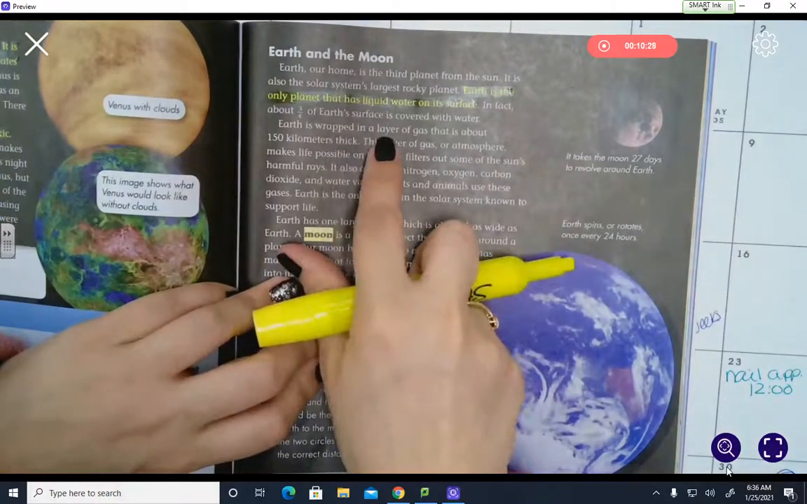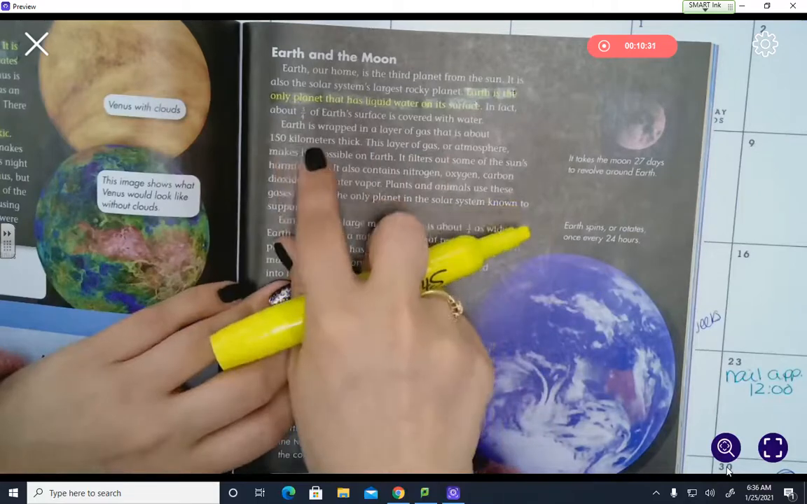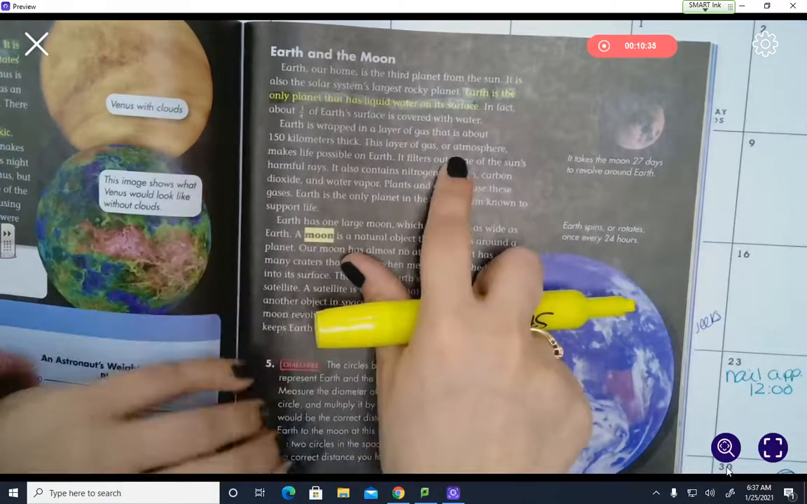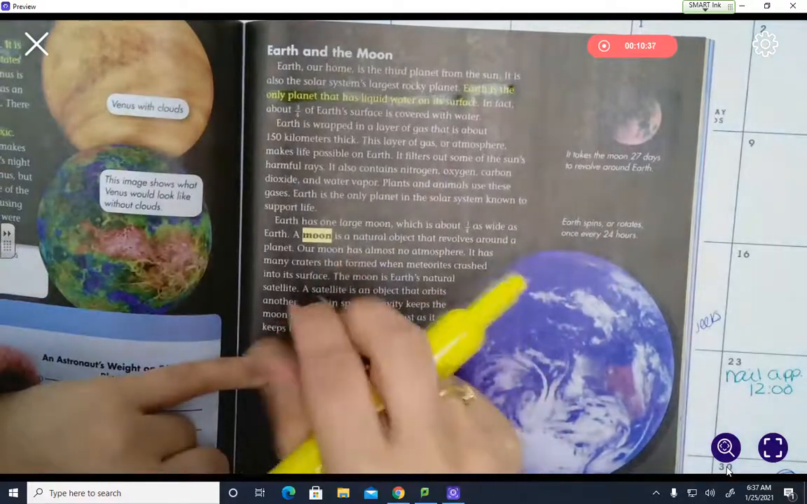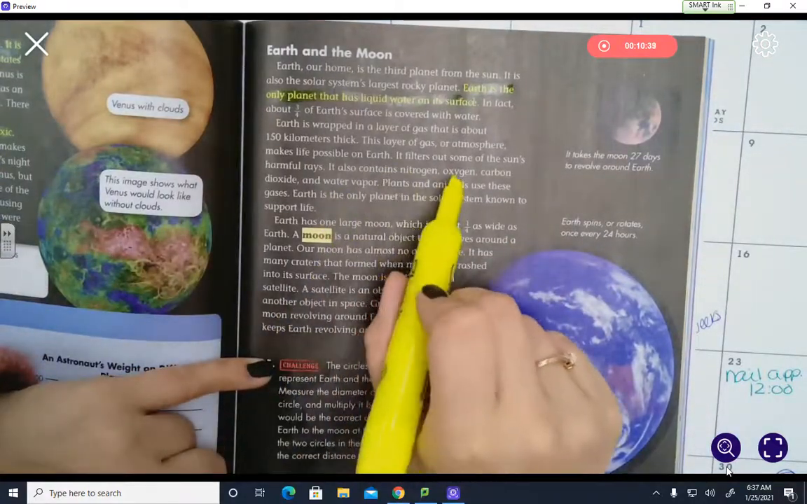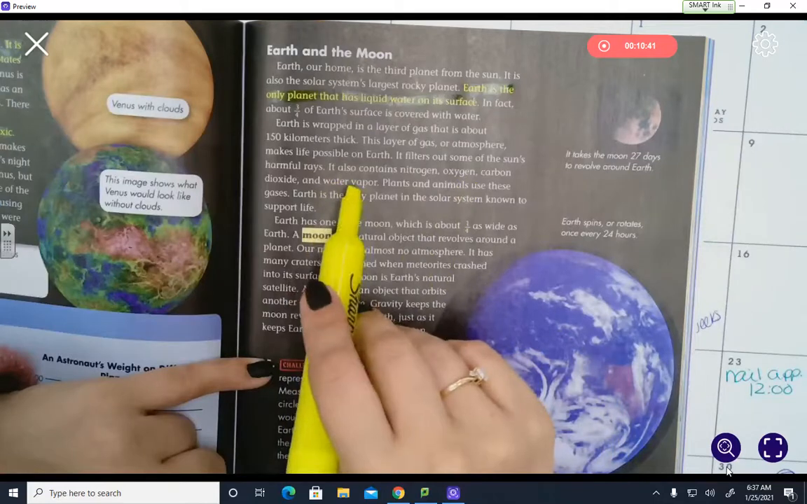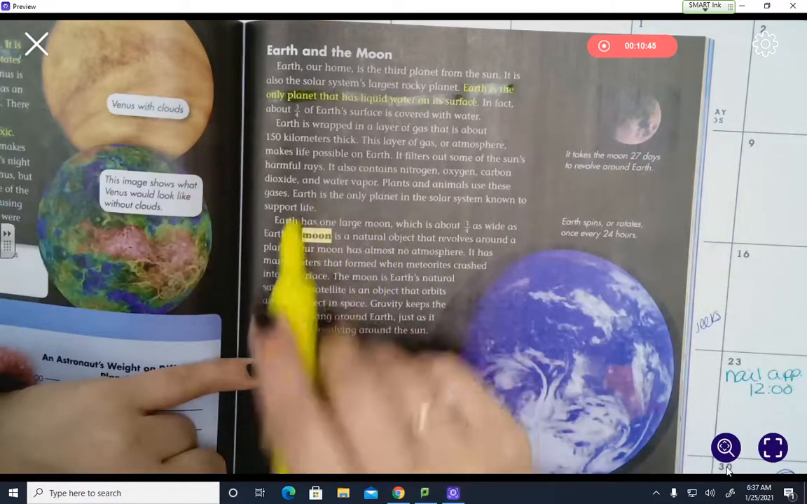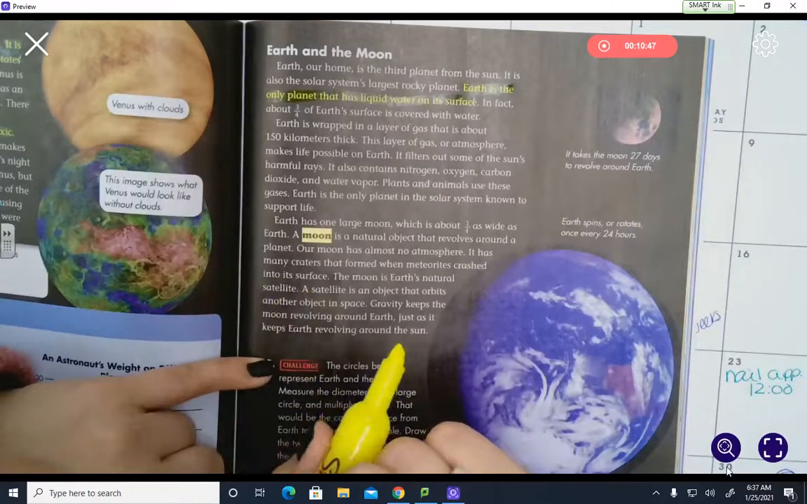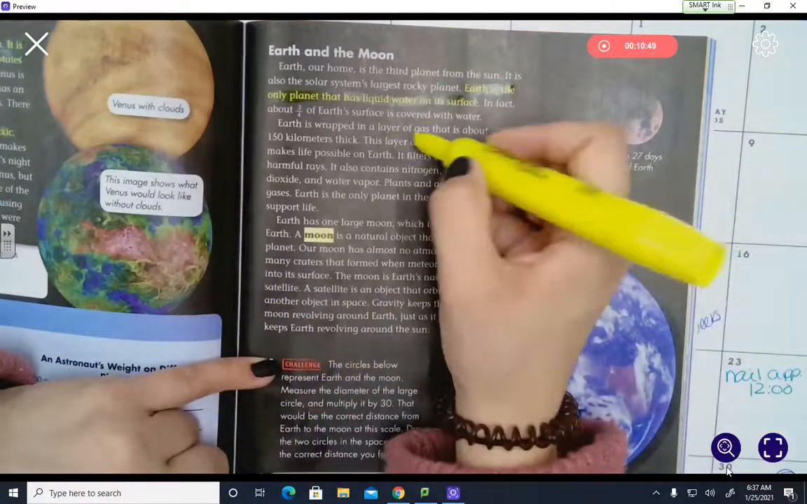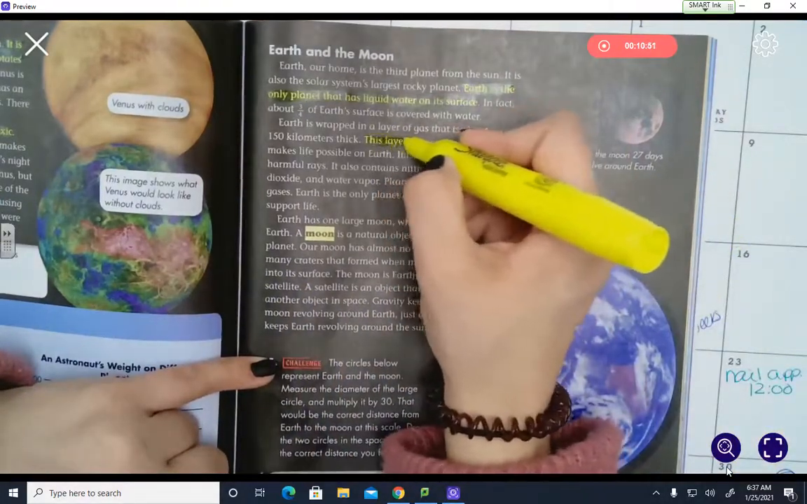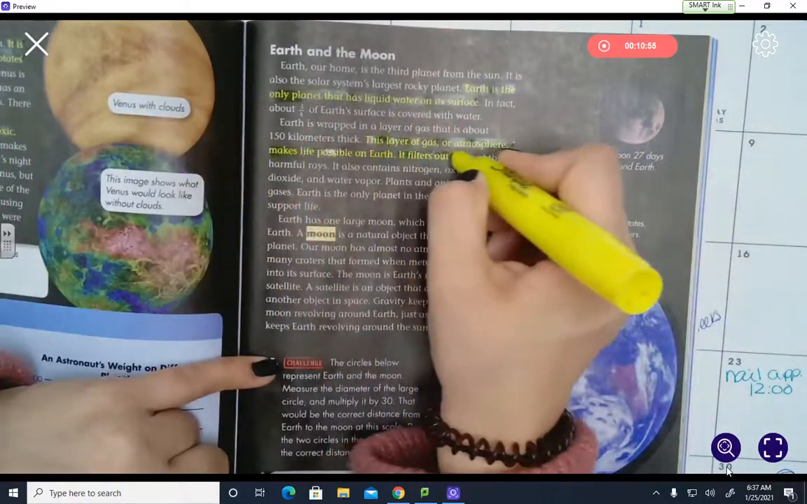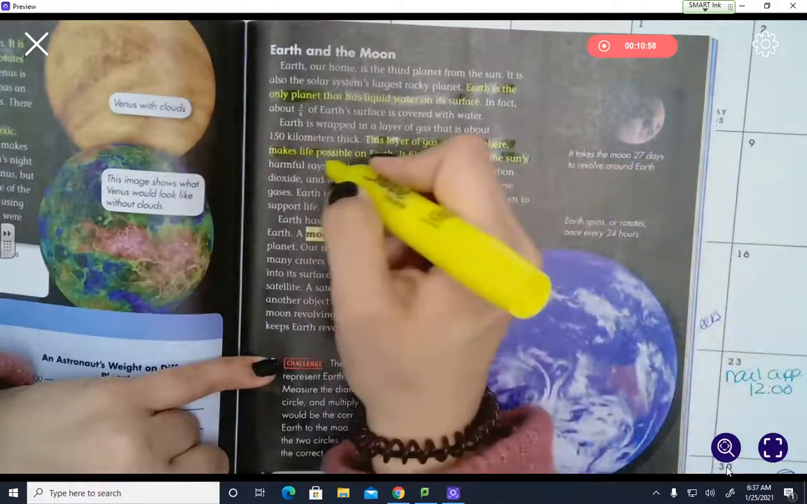Earth is wrapped in a layer of gas that is about 150 kilometers thick. This layer of gas, or atmosphere, makes life possible on Earth. It filters out some of the sun's harmful rays. It contains nitrogen, oxygen, carbon dioxide, and water vapor. I want you to highlight this layer of gas, or atmosphere, makes life possible. It filters out the sun's harmful rays.